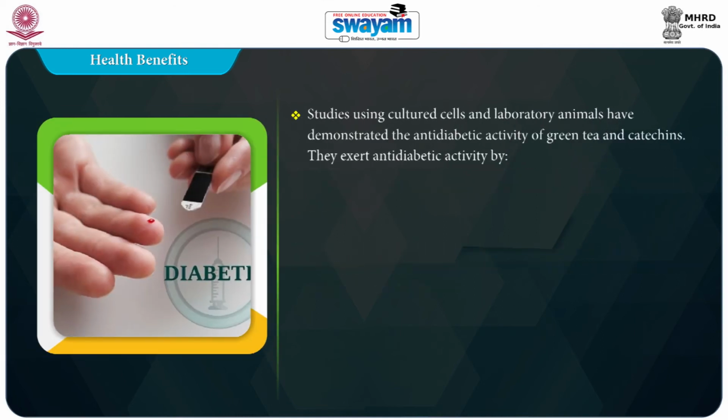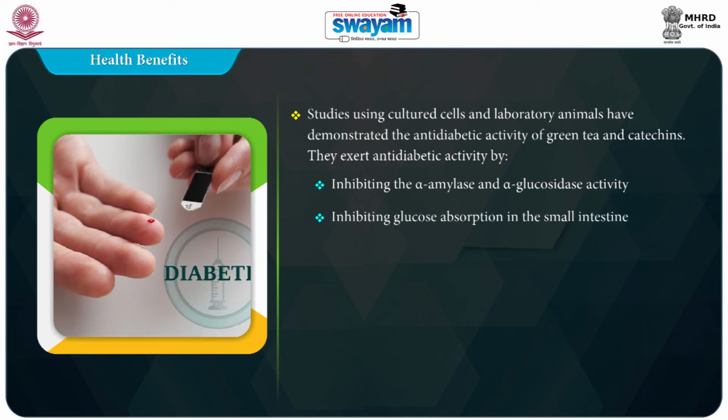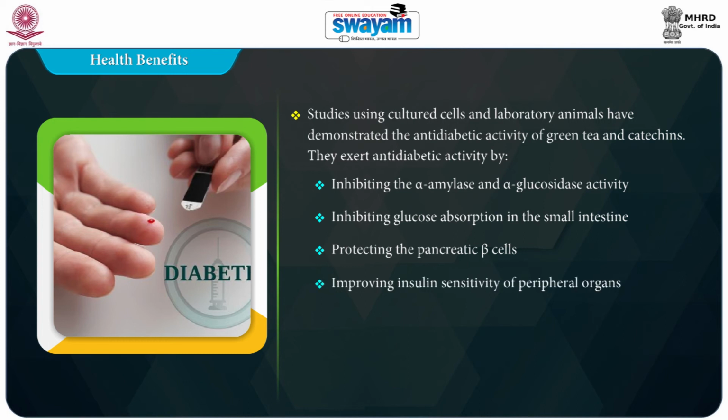Studies using cultured cells and laboratory animals have demonstrated anti-diabetic activity of green tea and catechins. They exert anti-diabetic activity by inhibiting the alpha amylase and alpha glucosidase activity, inhibiting glucose absorption in the small intestine, protecting the pancreatic beta cells, improving insulin sensitivity of peripheral organs, and inhibiting gluconeogenesis from non-carbohydrate sources such as amino acids in the liver.